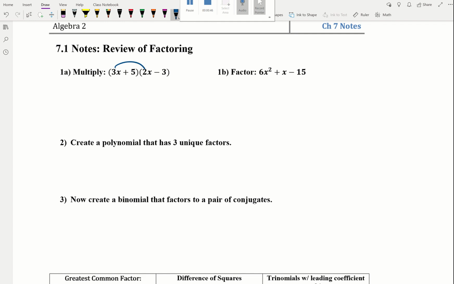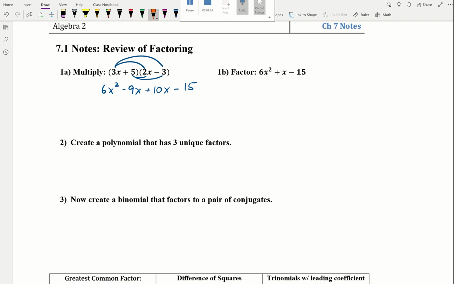So 3x times 2x is going to give us 6x squared. 3x times negative 3 is going to give us negative 9x. Positive 5 times 2x is going to give us positive 10x. And then positive 5 times negative 3 is going to give us negative 15.